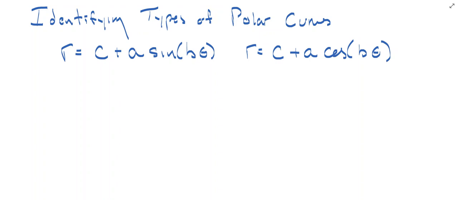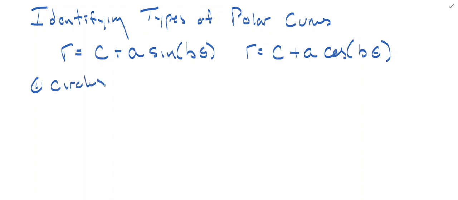So let's get started. First of all, the types of polar curves that we're going to be looking at here can fit the general form of r equals c plus a sine of b theta, or r equals c plus a cosine of b theta. Let's take a look first at circles.